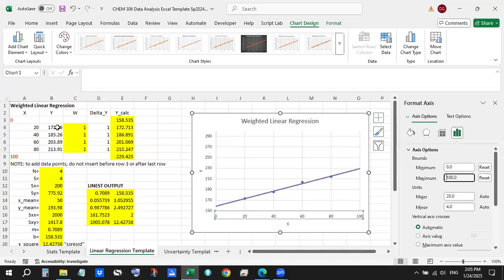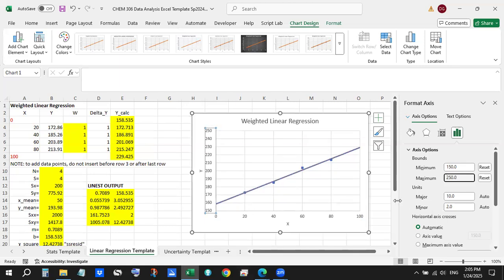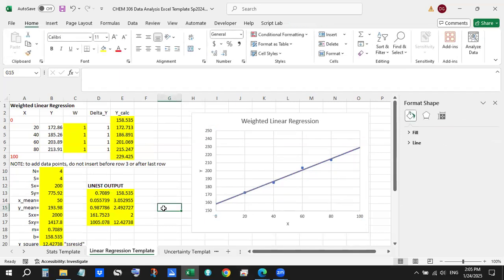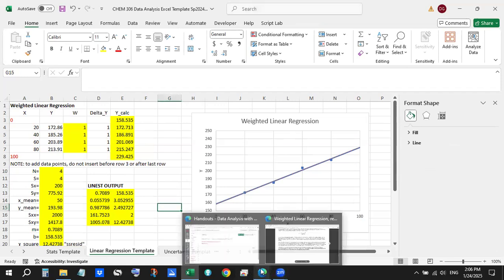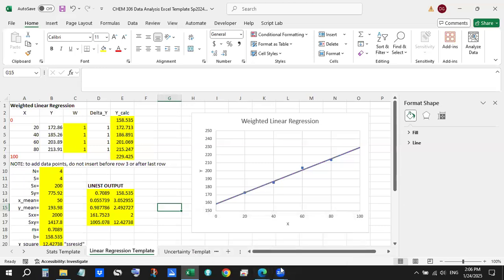And I'm only going 150, 170 to 220. I can do 150 to 250 right there. Okay. So that's it for this lesson on linear regression.